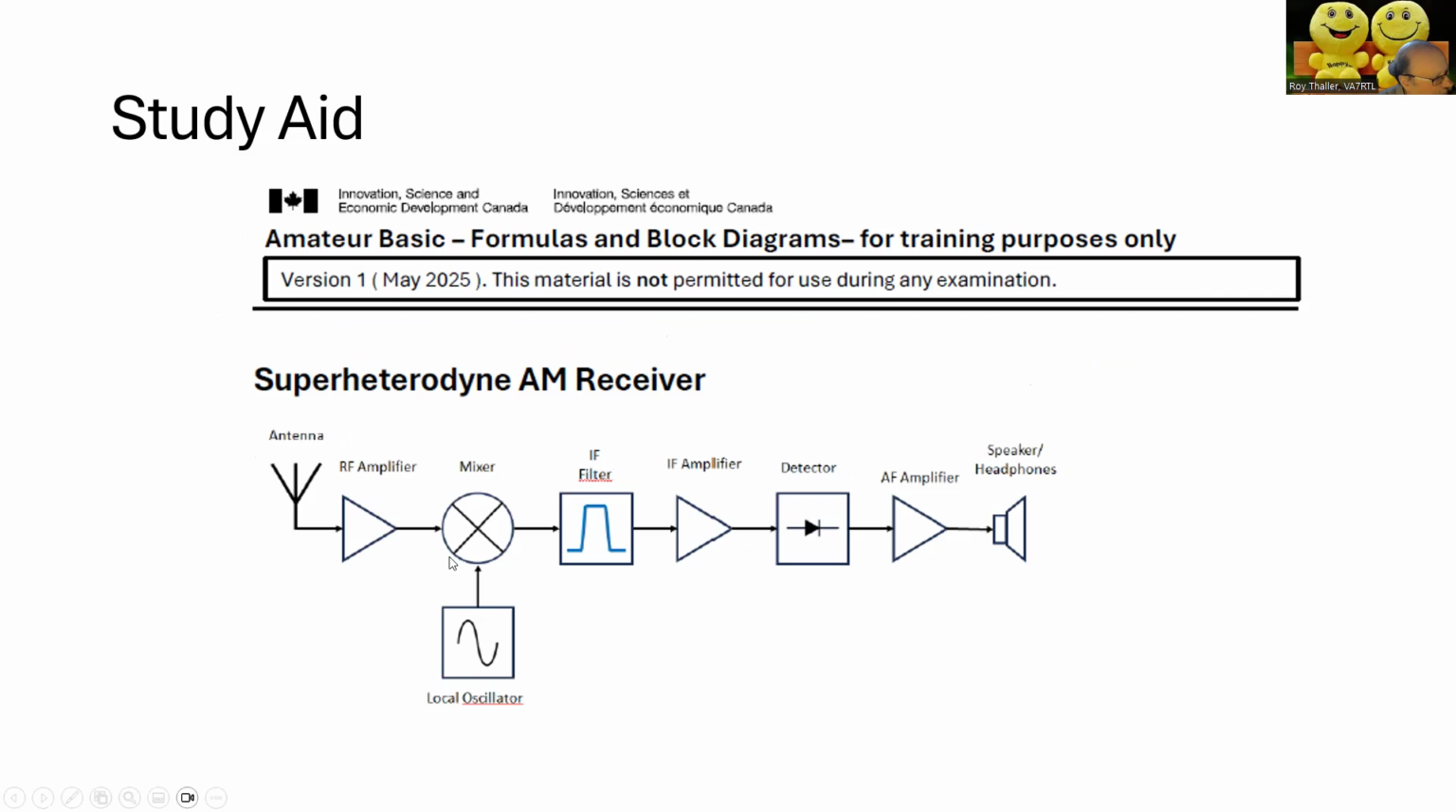And here's an example of a diagram. Here, it tells you what the diagram is. Then it labels all the stages of it. And this uses standard symbols that are used in electronics. So this is an antenna, this is an amplifier, that's a filter, this is a mixer, that's an oscillator, this is a detector or diode, another amplifier, and that's a speaker.